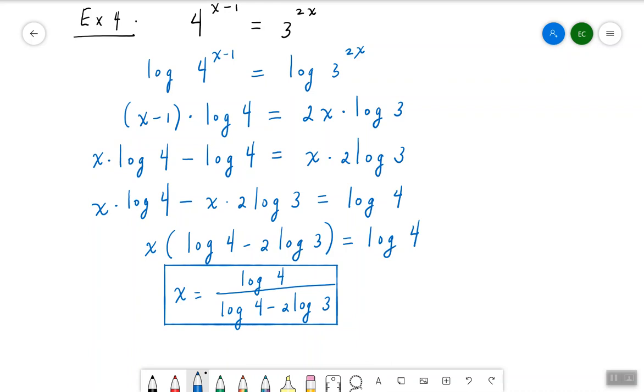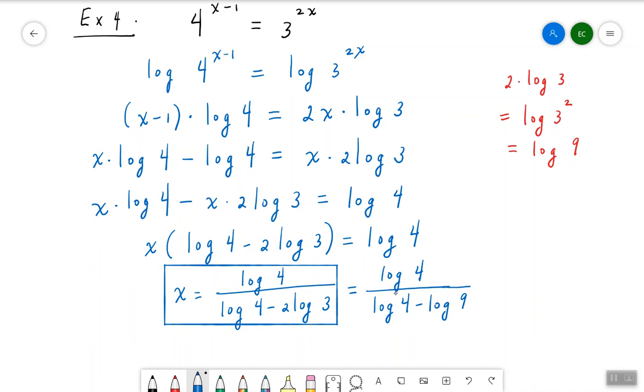However, we could also make it look a little bit nicer. And the way we could do that is we could apply some properties of logs. So look at this 2 here being multiplied by the log of 3. We can take that 2 and we can make it the exponent on 3. So maybe I'll write it out to the side here. 2 times the log of 3 is the same as the log of 3 squared, which is the same as the log of 9. So I'll write the log of 4 divided by log 4 minus log 9. Sometimes students want to cancel the log 4 in the numerator and denominator, and of course that's not allowed, because in the denominator that log 4 is not a factor.